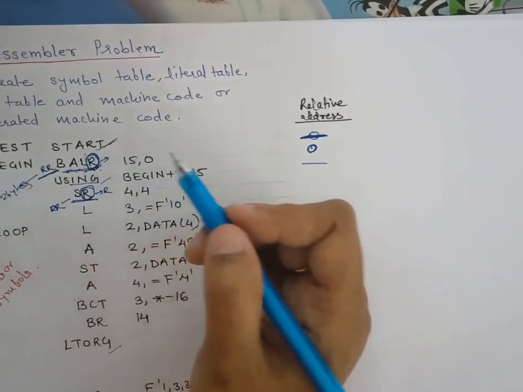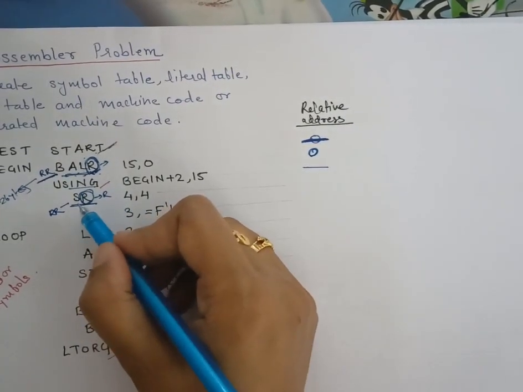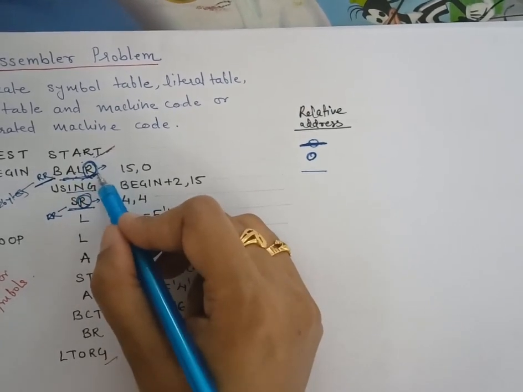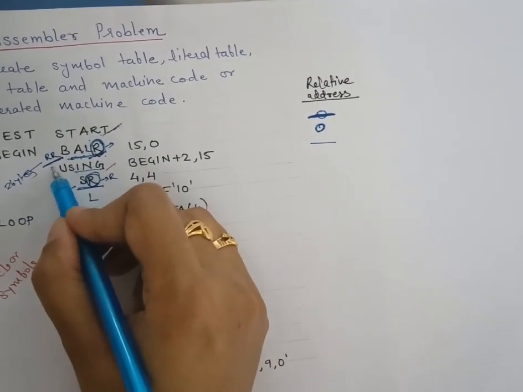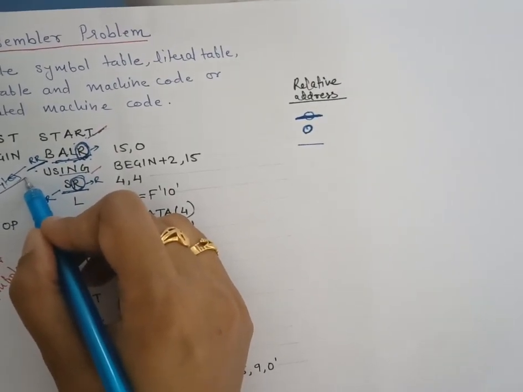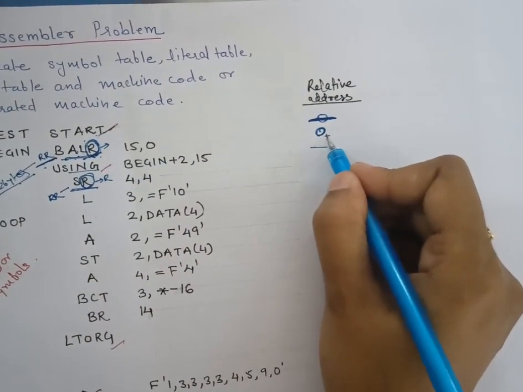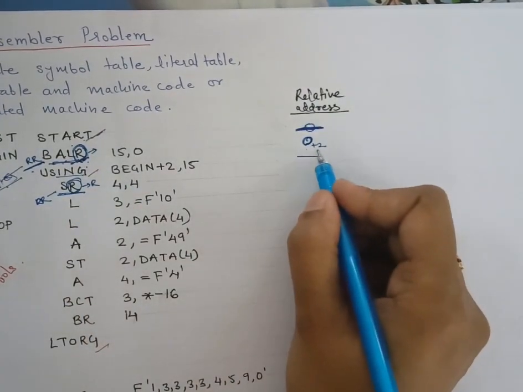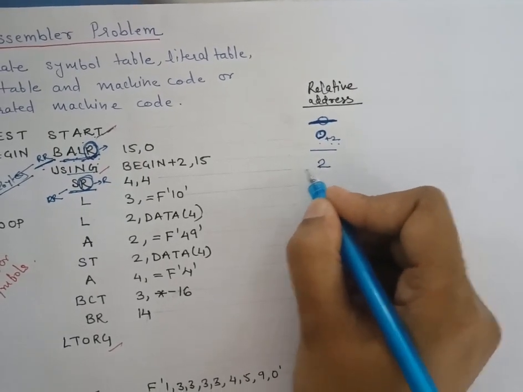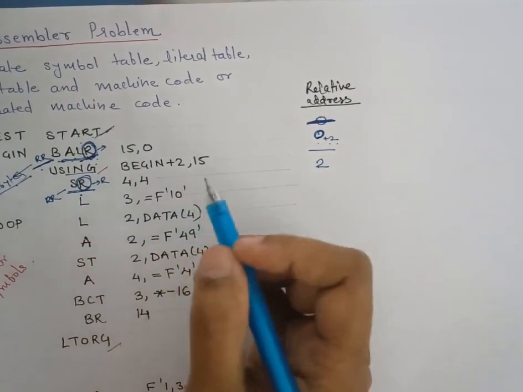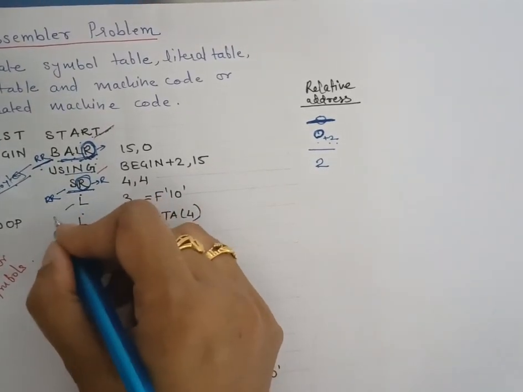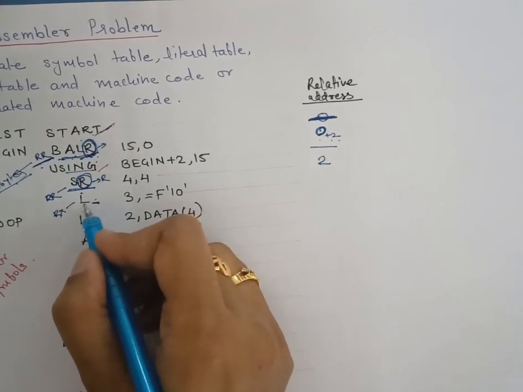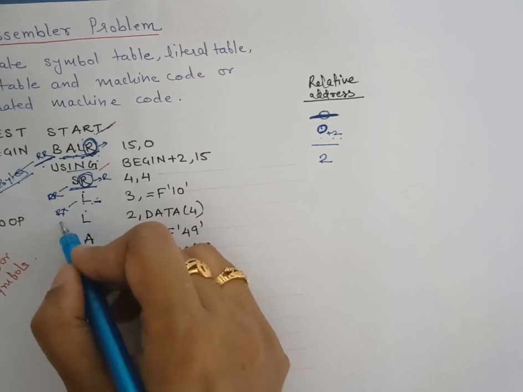Here we have to check the previous machine instruction. The previous machine instruction is BALR, which is an RR type of instruction and contains 2 bytes of data. So we simply add 2 to the relative address of BALR, and 0 plus 2 becomes 2. That 2 will be the relative address of the SR. Next we have the L. Here L is an RX type of instruction because it doesn't contain any R, so we can easily recognize that L is an RX type of instruction.